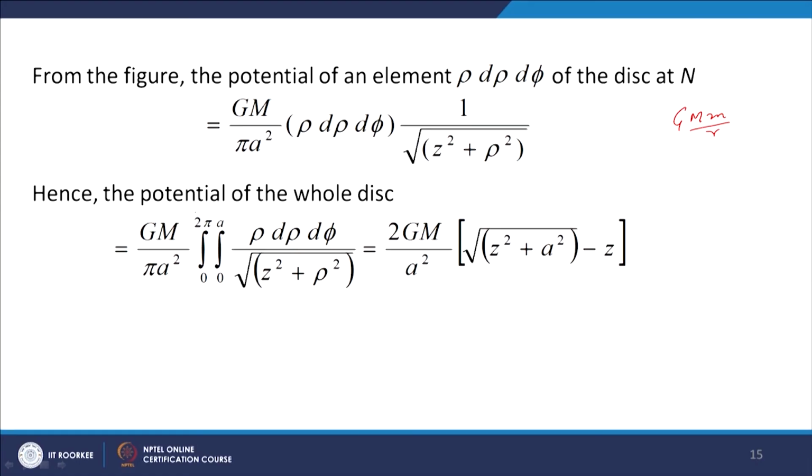Hence the potential of the whole disk is G m over pi a square, integral over 0 to 2 pi, integral over 0 to a, rho d rho d phi over under root z square plus rho square. Now, this we can easily integrate, and when you integrate what we get is 2 G m over a square, under root z square plus a square minus z.